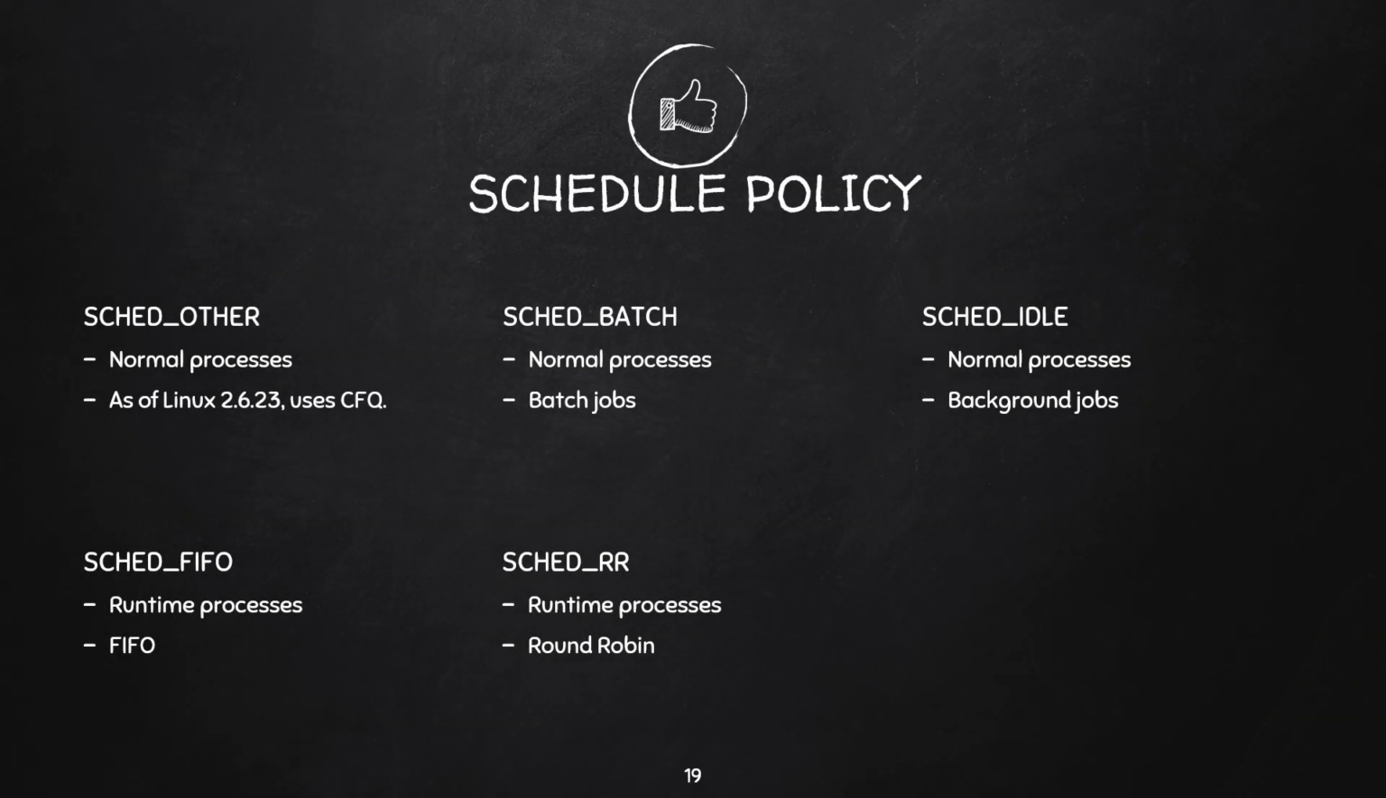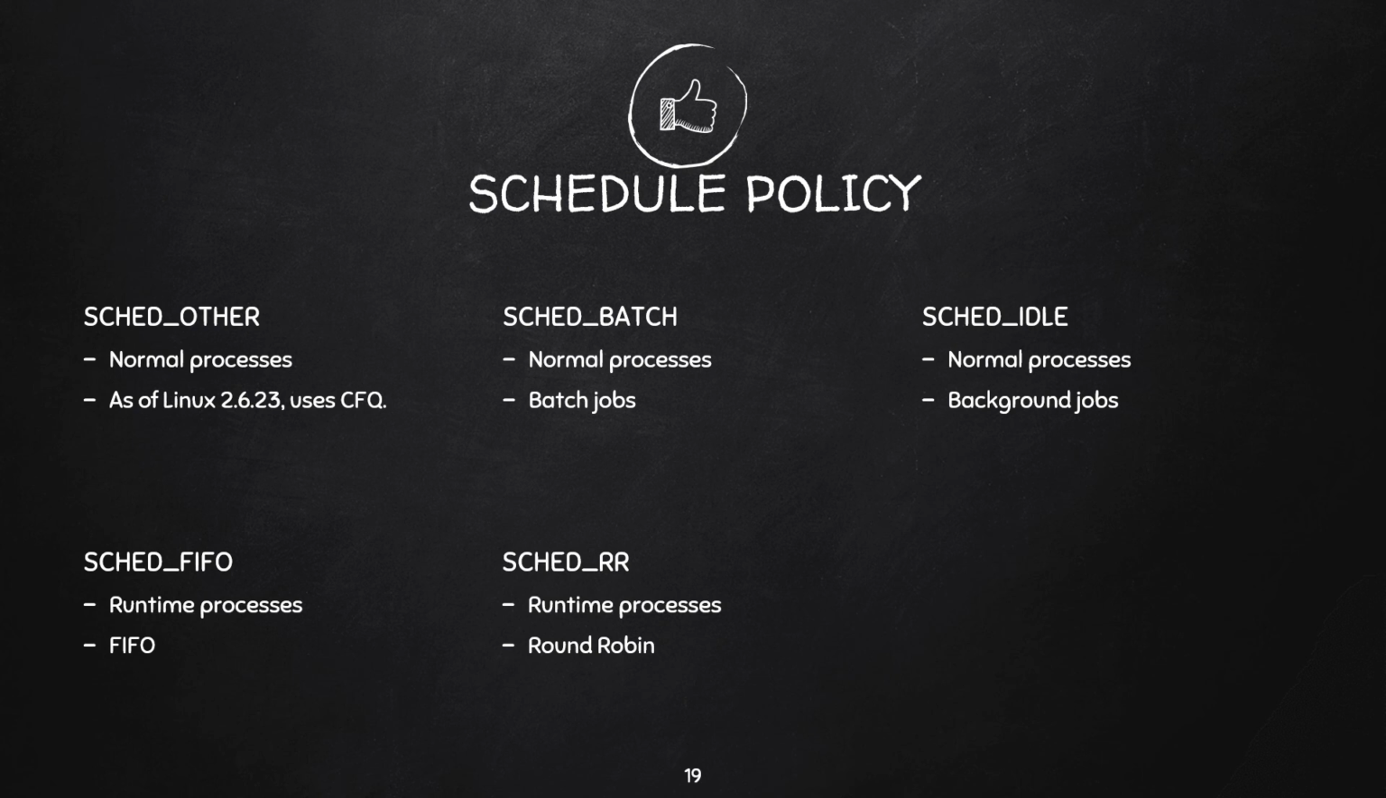So now let's look at some of the different types of scheduling policy that are common in Linux systems. We have SCHED_OTHER, which is for normal processes and, as of Linux 2.6.23, uses the completely fair scheduler. SCHED_BATCH is for normal processes and is just used for batch jobs. SCHED_IDLE is for normal processes and is for background jobs.